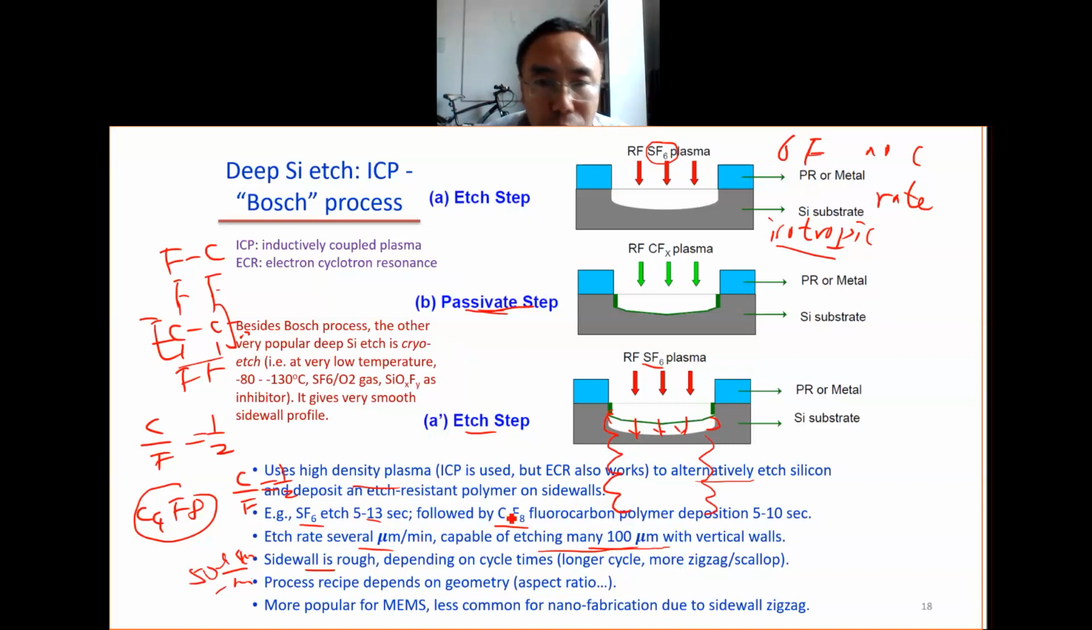The sidewall is rough because of this zigzag. The sidewall roughness depends on the cycle times. A longer cycle like this gives more zigzag and more scallop. So the recipe depends on the geometry. It's very popular for MEMS, micro electromechanical systems. It's not common for nanofabrication because of the zigzag profile.